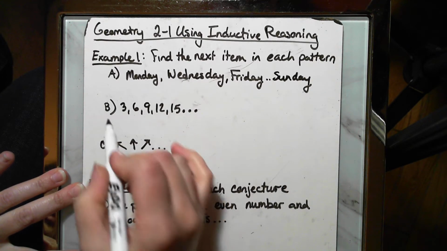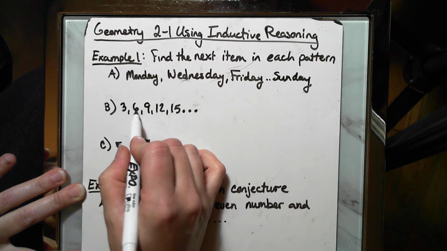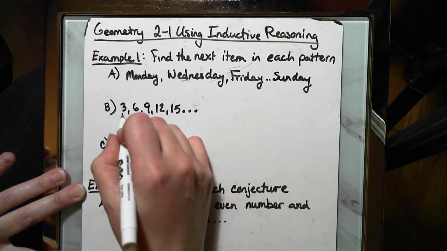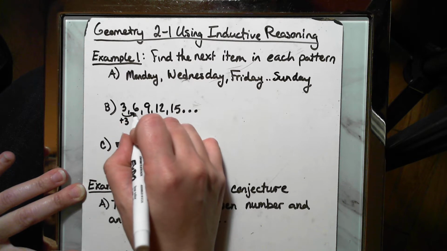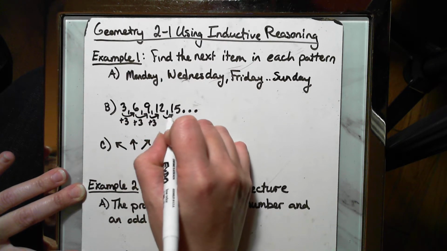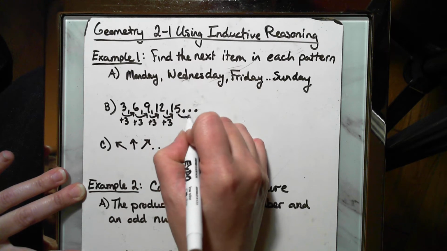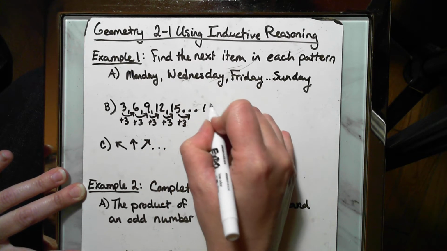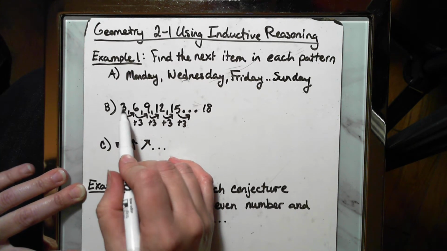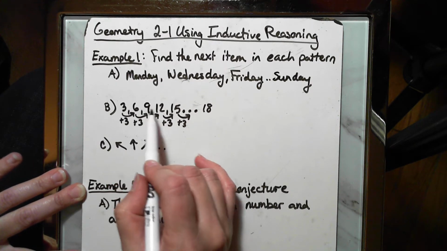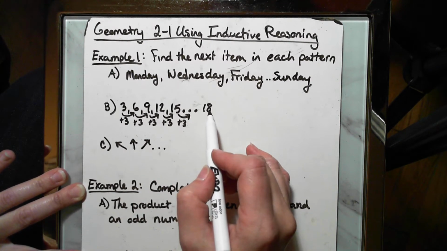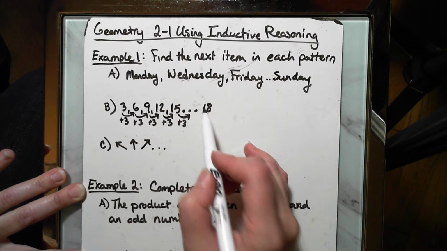Okay. In the next pattern, we have 3, 6, 9, 12, 15. Notice they're adding 3 each time. So all I have to do is add 3 to 15 to get 18. Another thing I could recognize is that this is 3 times 1, 3 times 2, 3 times 3, 3 times 4, 3 times 5. So I need 3 times 6, which is 18.